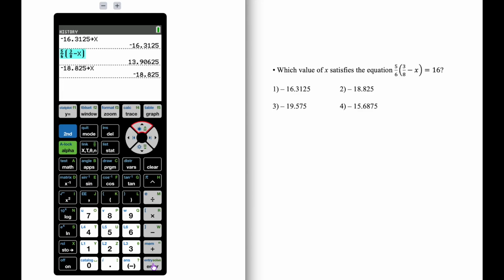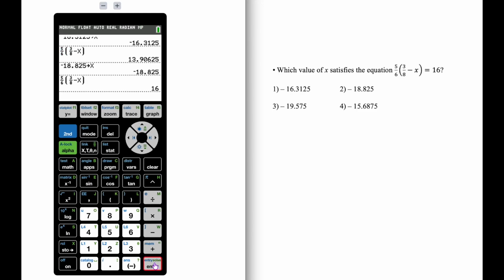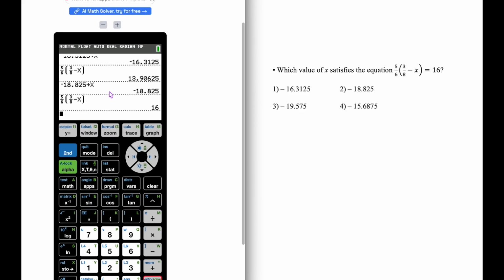The fewer times you have to write things in the calculator, the fewer opportunities you have to accidentally make a mistake. Copy and paste will not only save you time, but it will also reduce your errors. Both of these are really good things to do. So use that copy and paste if you've got it. Enter, and then we enter again. Positive 16. Looks like we've got ourselves an answer. Winner, winner, chicken dinner.